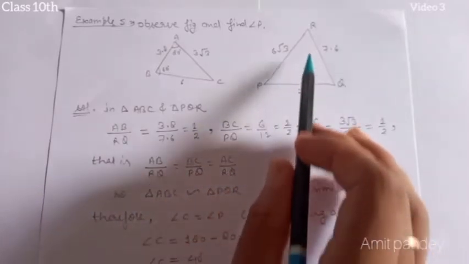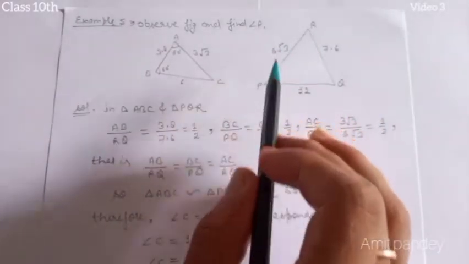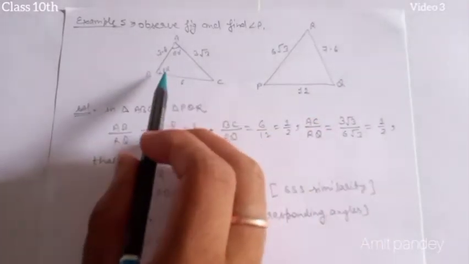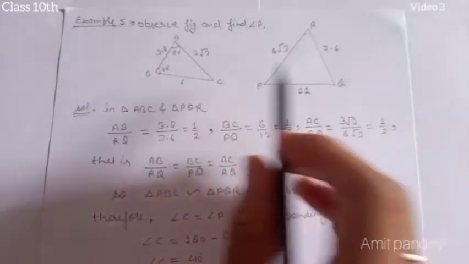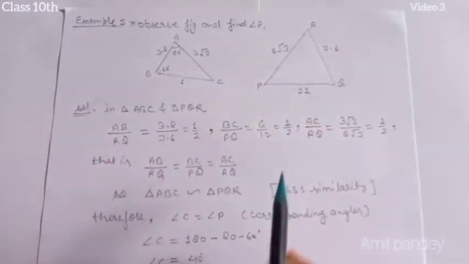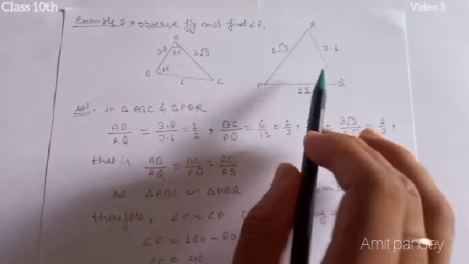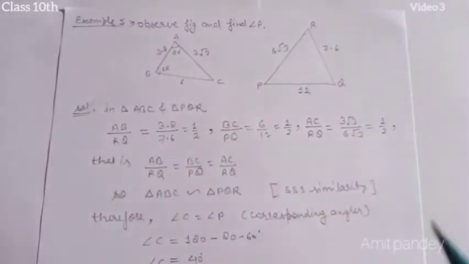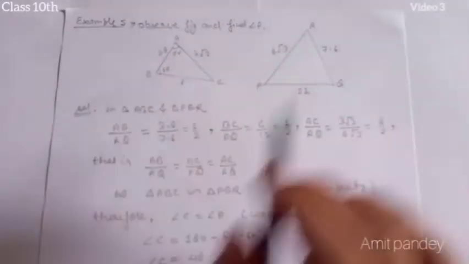Similarly, PQ is 12, PR is 6√3 and QR is 7.6. So students, we have to observe the figure, what is given here and how we are able to find the value of P. Here angles are given only in one triangle, but not in the other. We can't say that both are equal by the angles. In this triangle the angles are given, but here the ratio of the sides is given.